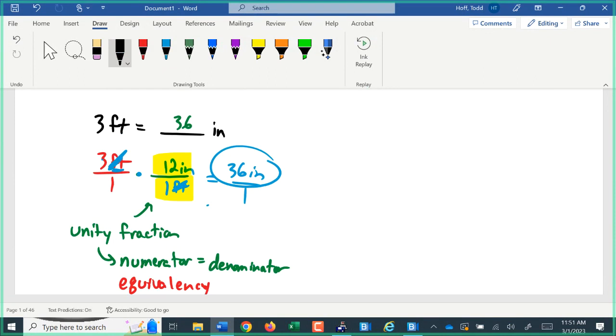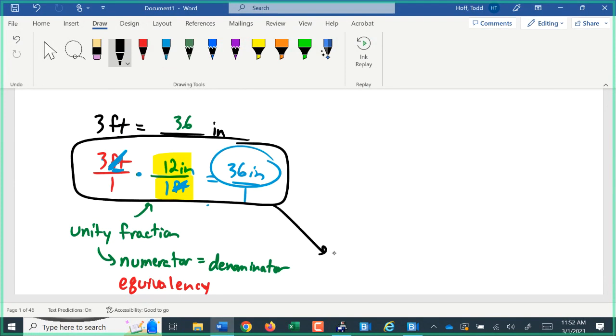Well, as we mentioned, we didn't need to do that there because we could convert feet to inches without using that conversion factor. This process here, by the way, is called dimensional analysis.